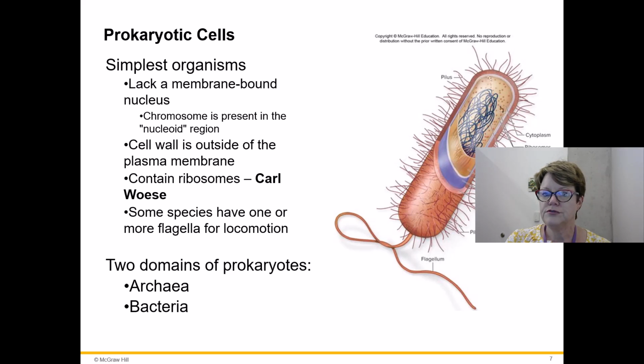There are two domains that are prokaryotic. This should not be a surprise to you: archaea and bacteria. So remember, domain Archaea and domain Bacteria. And remember, those are all unicellular organisms in both of those domains, and they are prokaryotic. That means that there is no membrane surrounding the nucleus specifically.